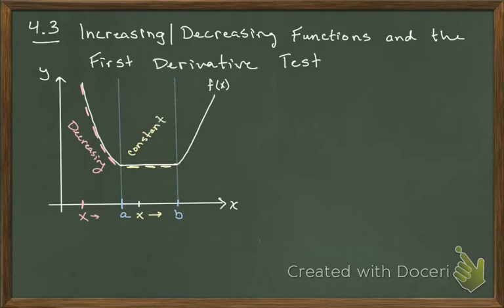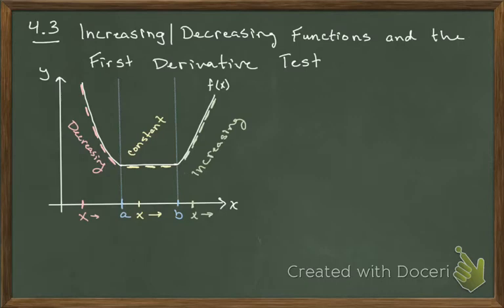And then finally here on the right side of b, if I pick an x, when I calculate the slope of my curve at that point, we see a positive slope, a green slope. And as I move x to the right, my function gets larger, right? I go up, and therefore I've got a positive slope or an increasing function.